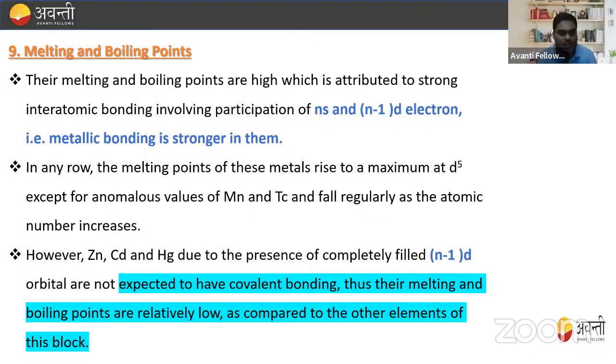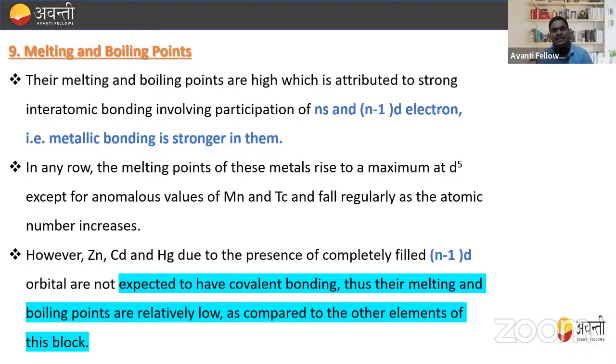Now, let's talk about the melting and the boiling point. Their melting and boiling points are high, which is attributed to a strong interatomic bonding involving participation of ns and (n-1)d electrons, that is, metallic bonding is stronger in them. So they show good metallic bonding.